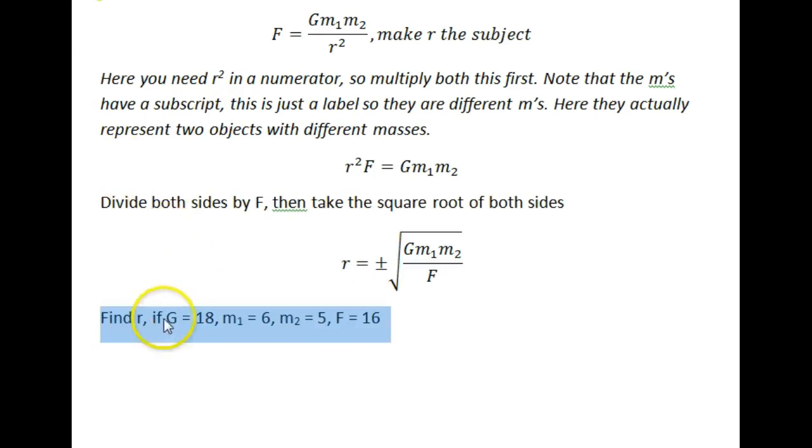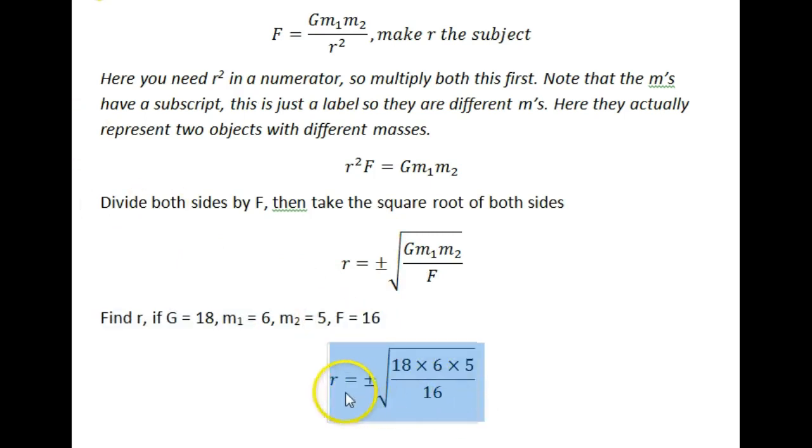We're asked to find r when G is 18, when m1 is 6, when m2 is 5, and F is 16. Remembering there's a multiply between these terms here, we replace each letter for its number. And we end up with r equals plus or minus the square root of 18 times 6 times 5 divided by 16.